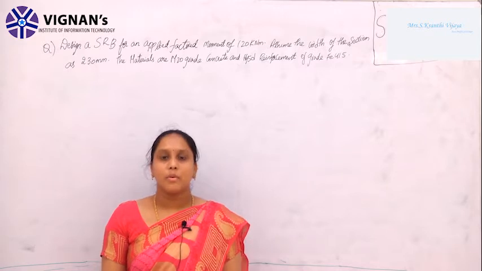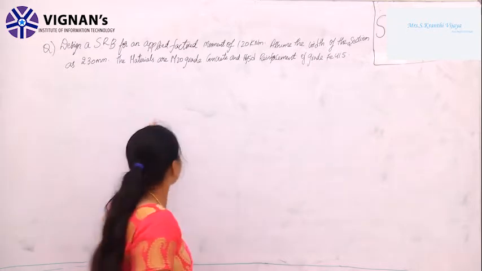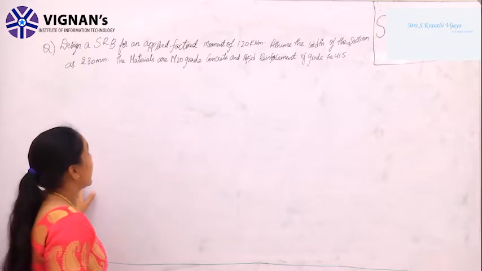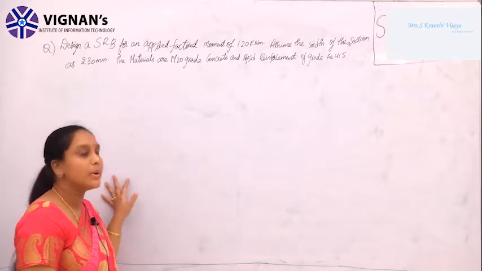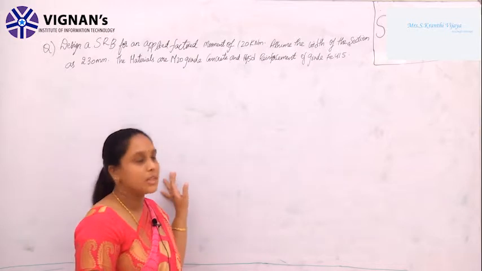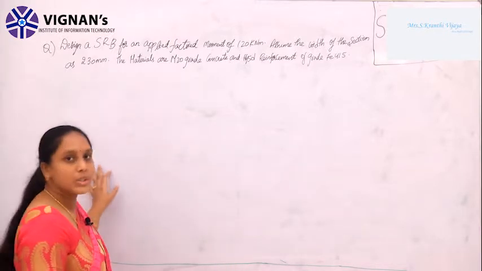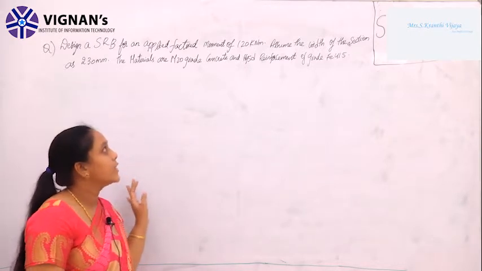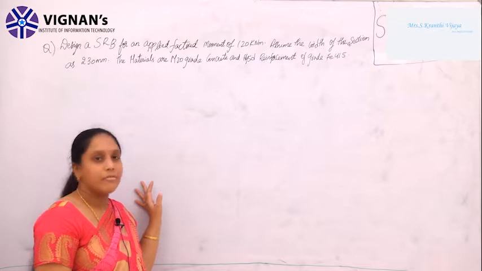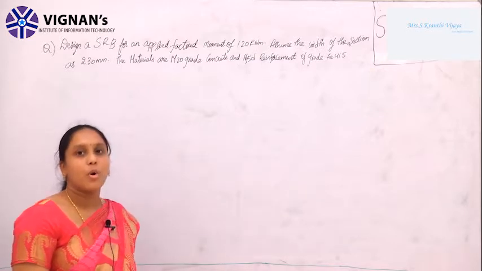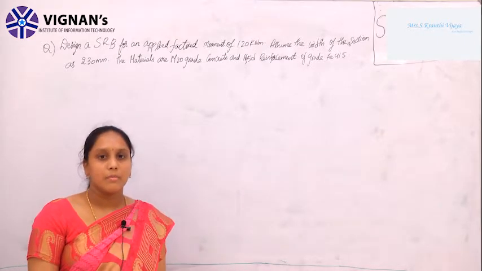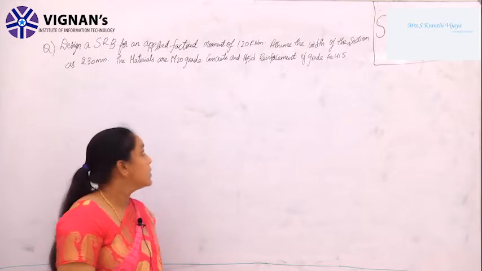Now, we will solve a problem based on the design of singly reinforced beams. So, here you can see the question: design a singly reinforced beam for an applied factored moment of 120 kilonewton meter. Assume the width of the section as 230 mm and the materials are M20 grade concrete and HYSD reinforcement of grade Fe 415. So, in this particular problem, he is asking us to design a singly reinforced beam. So, he has given us the data.